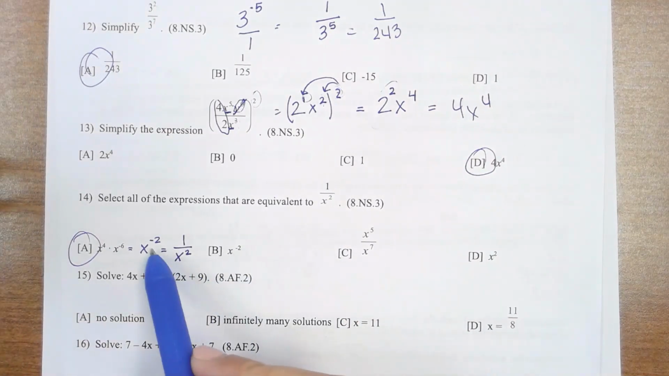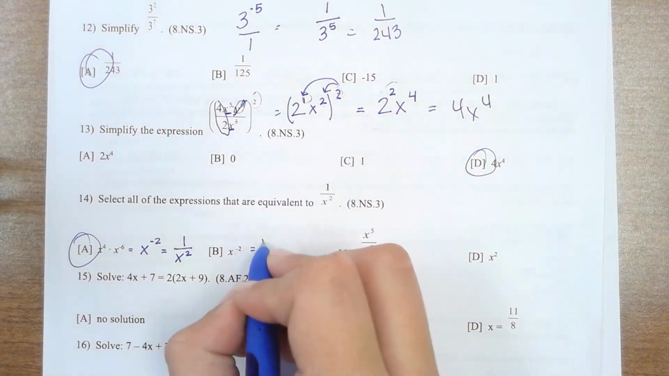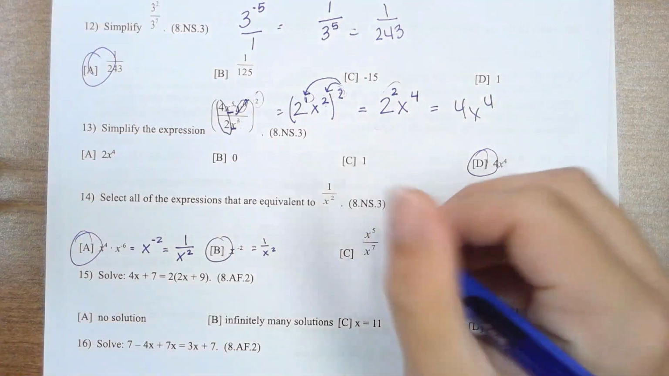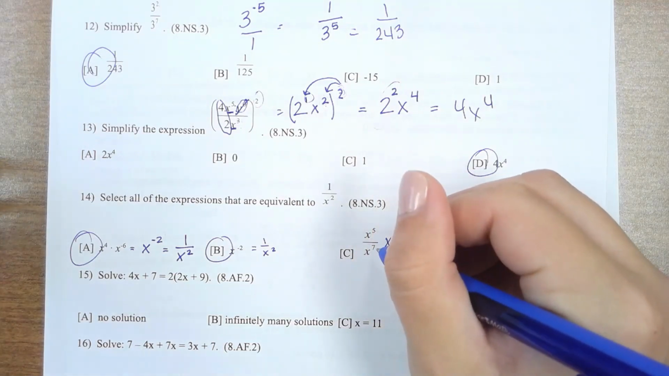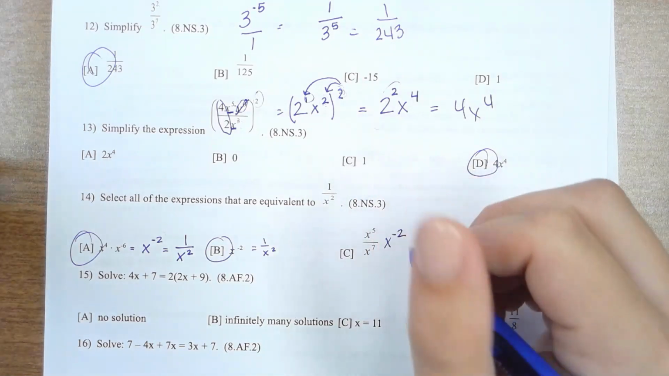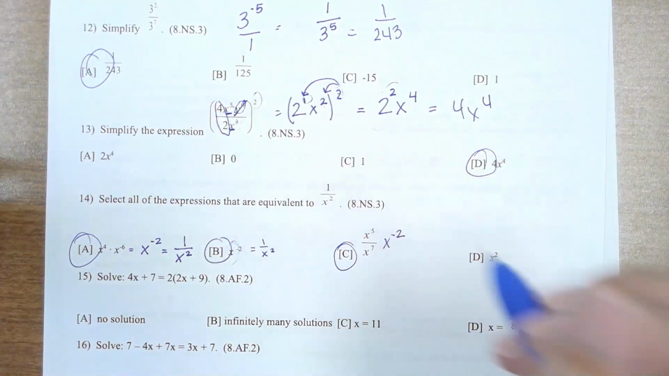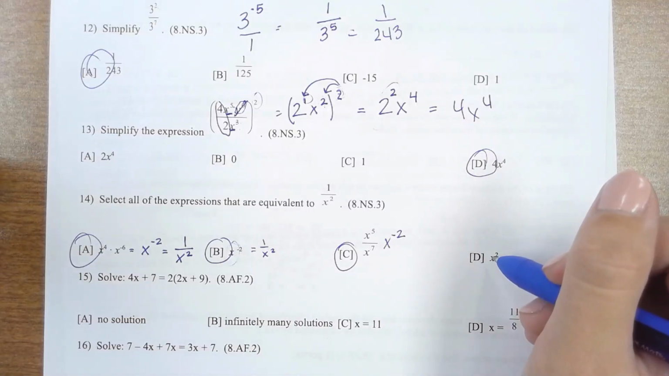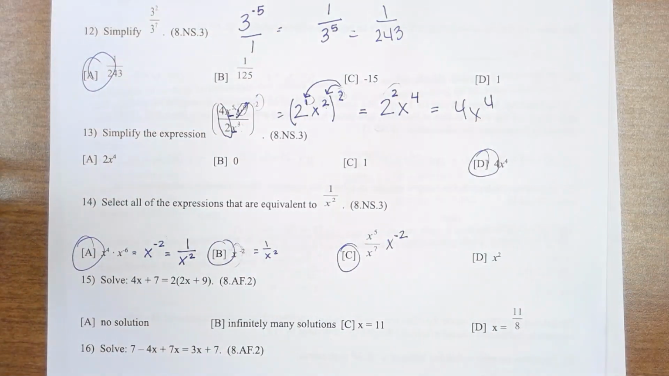Notice how B was the same exact thing as what we simplified over here in A. So again, B is going to equal that 1 over x squared. So B works out. C, if you were to keep your base and then this time you're subtracting your exponents because you're dividing, 5 minus 7 is a negative 2. And again, notice how it is going to equal what we've already done for A and B. So C works as well. And then D is not going to work because x squared is just x squared, which is not the same as 1 over x squared. So your answer is A, B, C.